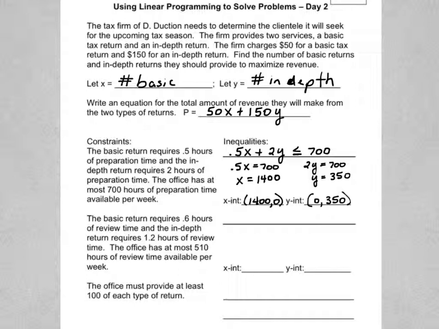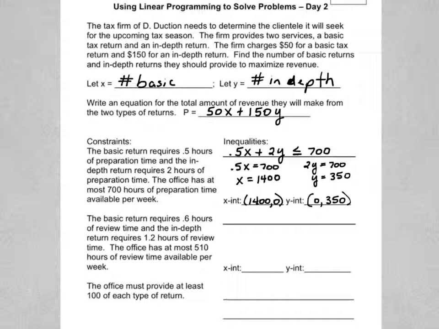Okay. Now on to our next constraint. The basic return requires 0.6 hours of review time, and the in-depth return requires 1.2 hours of review time. The office has, at most, 510 hours of review time available per week. Well, at most is really just saying, still, it can be less than that, but it can't be more than that.